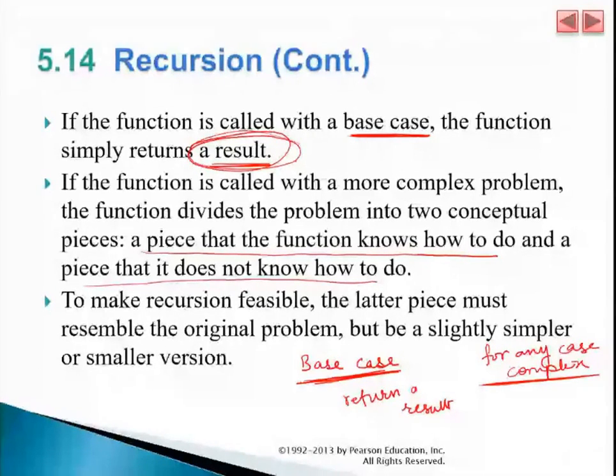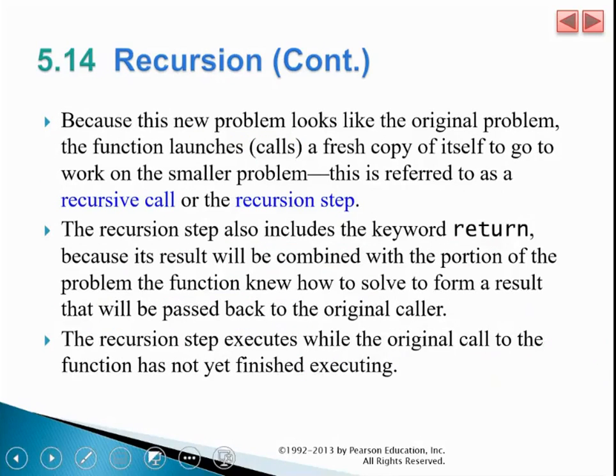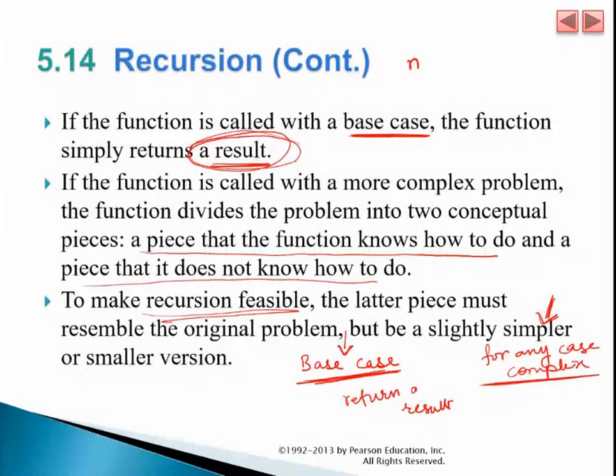Now what do I mean by this? These are the two conceptual parts of the function. This is what is known to the function, and this is the case where it does not know what to do. So it will call the same function again. To make the recursion feasible, the latter piece must resemble the original problem but be a slightly simpler or smaller version.